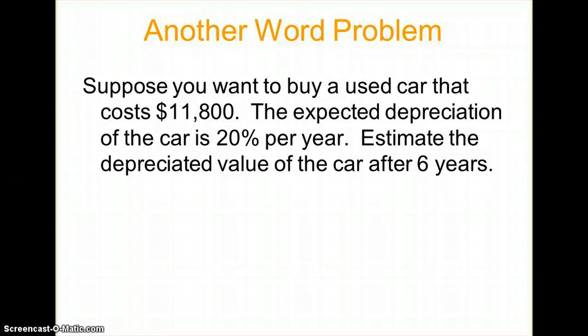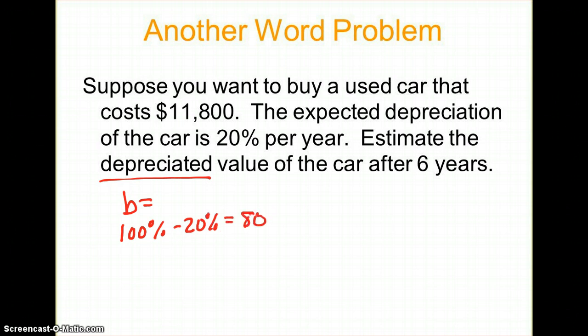First thing, we're talking depreciation here. That means a decay. Depreciation means it's going down in value. So I want to come up with my B value, which is going to be a depreciation. I start at 100% and subtract the depreciation of 20%, which gives me a total of 80%. So for my B value, I'm going to use 0.8, if I convert that to a decimal. And to write my actual function, the A value is the original value of the car, or at least from when I purchased it.